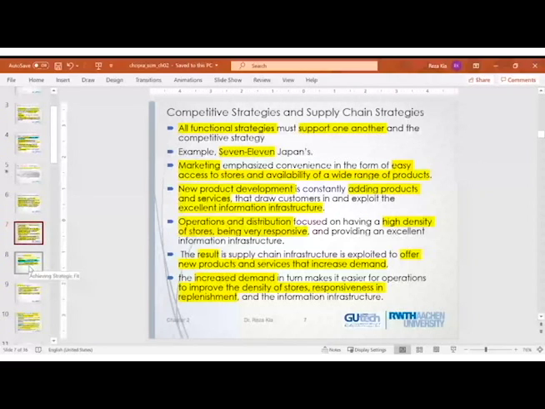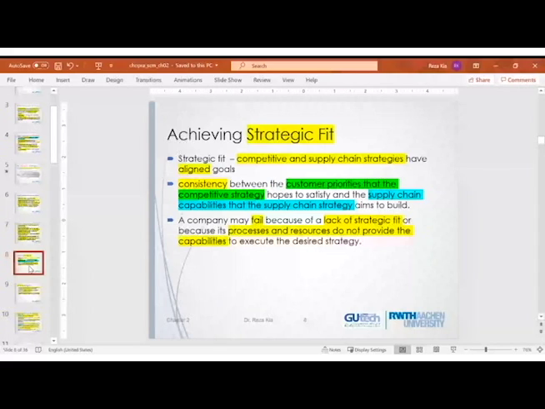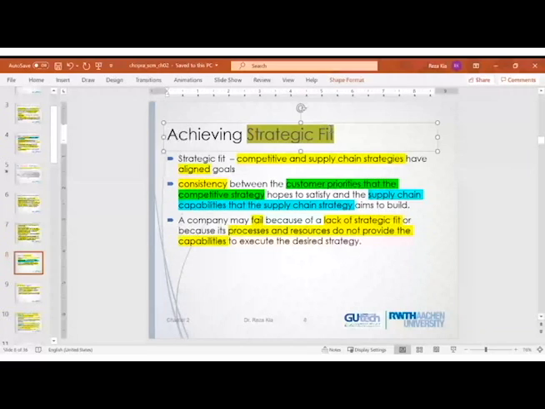Okay, let's go to another slide. So now we can say, what is the strategic fit? The strategic fit is the coordination between competitive strategy and supply chain strategy. If competitive strategy and supply chain strategy are aligned and coordinated with each other, it means that we will have a strategic fit.